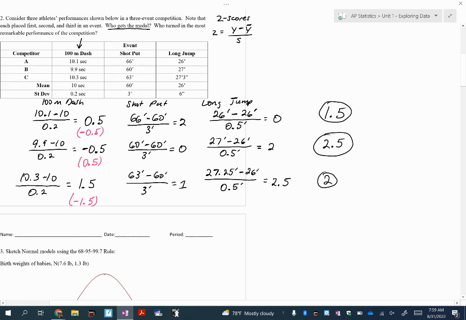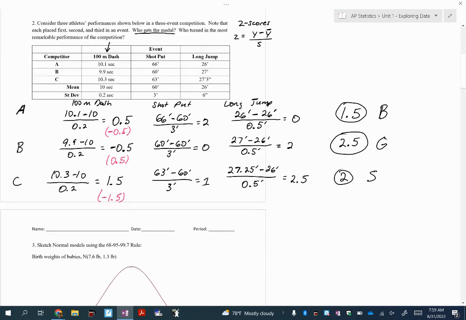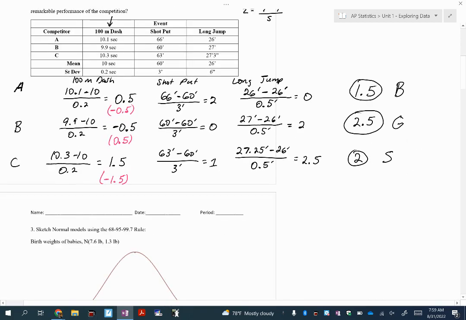All right, so when I think about who gets the gold, who gets the silver, who gets the bronze, competitor B is going to get the gold, competitor C is going to get the silver, and then competitor A gets the bronze, right? Because I'm just going by who had overall the best performances after I standardized them.